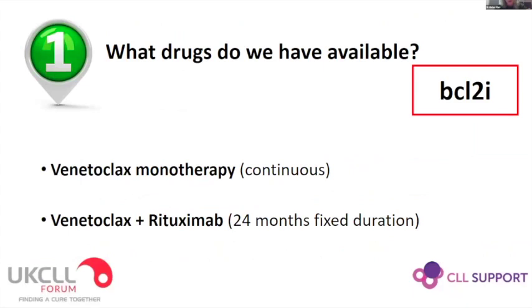In the relapsed refractory setting, we've said we can either give venetoclax as a continuous monotherapy or venetoclax and rituximab as 24 months fixed duration. So this is different to when we use it in the treatment-naive CLL setting, where we give it for 12 months with obinutuzumab. In the relapse setting, we're giving it with rituximab for 2 years. We can have 6 cycles of rituximab and 2 years in total of venetoclax.